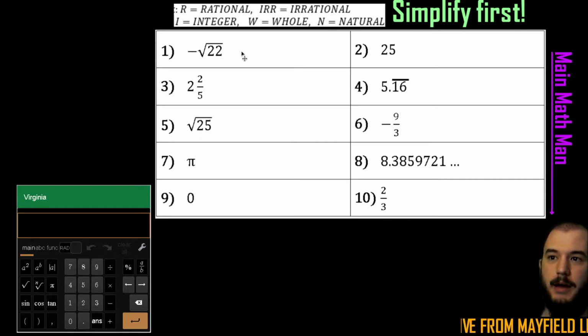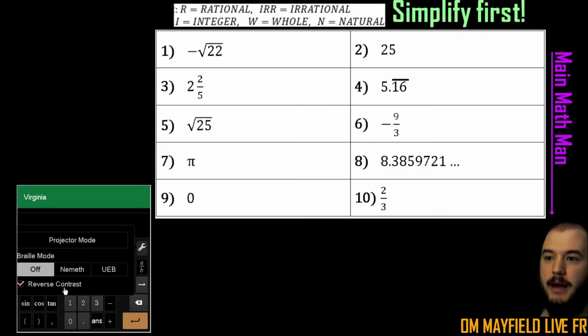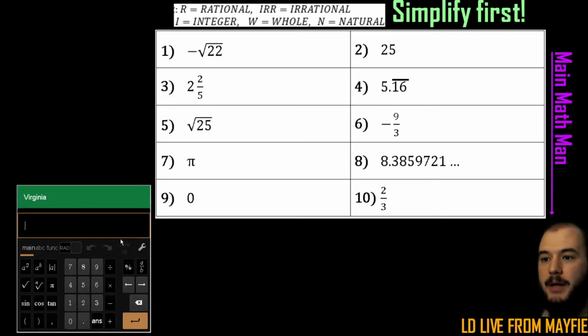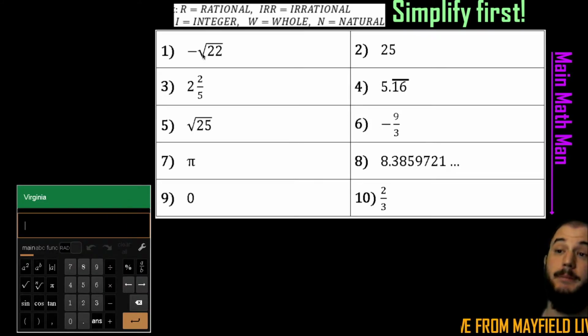So what I'm going to do for this first one is I'm going to use that wonderful Desmos calculator. Make sure you're on that Virginia testing one, so that way you get good practice with it. If you want to change it to dark background, you can use that reverse contrast option in there. But anyways, I'm going to type it exactly how it looks. Again, if you change it however which way, it's not going to be the same.